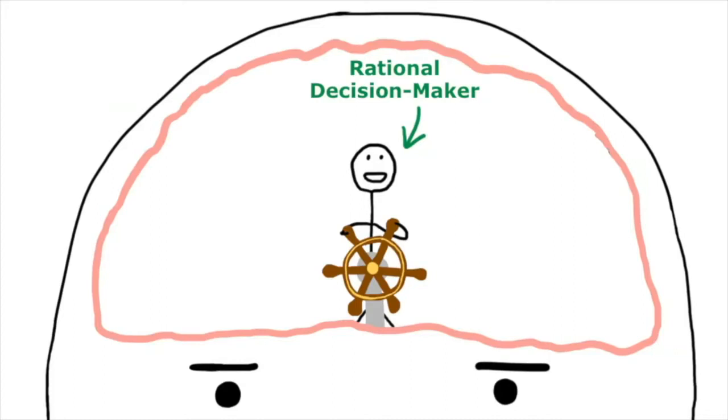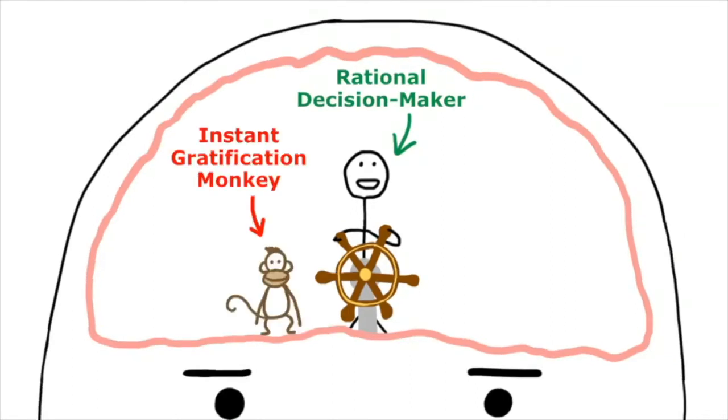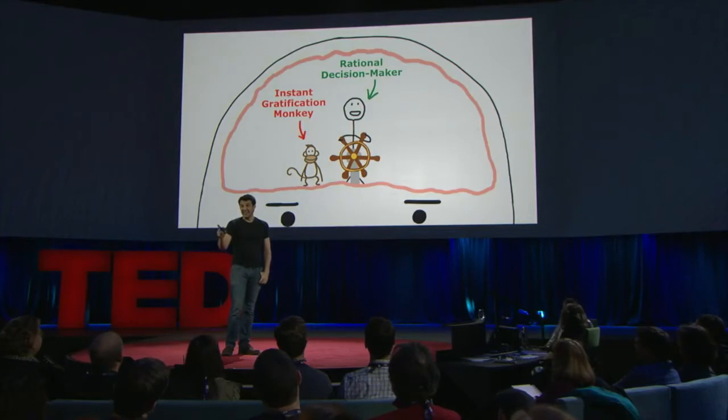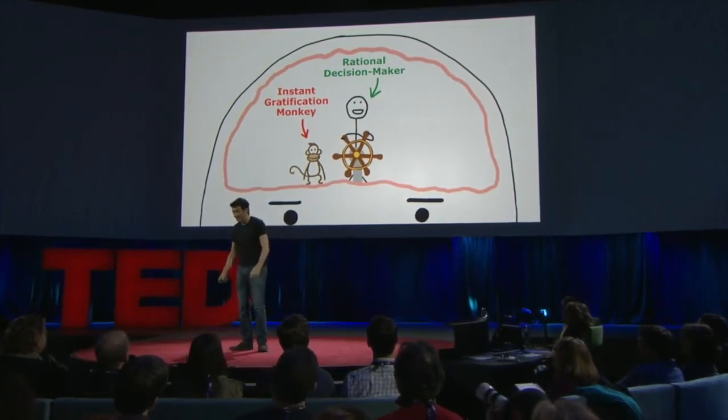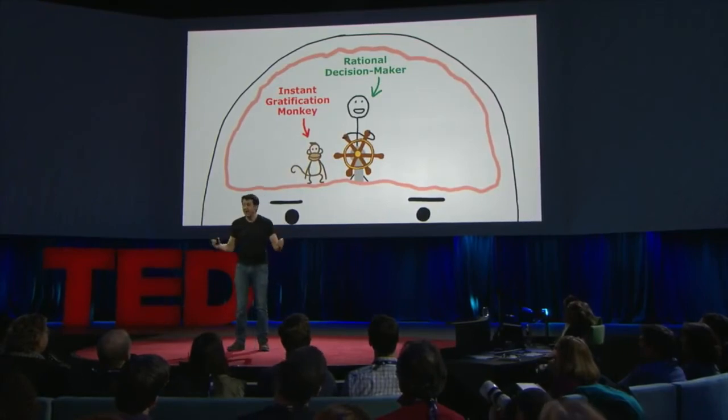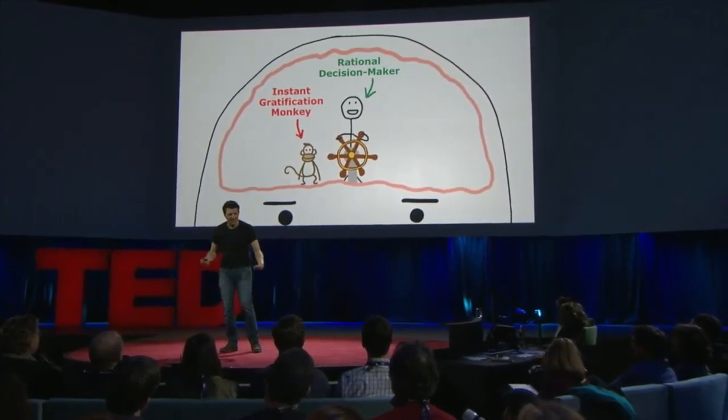Now, here's my brain. There is a difference. Both brains have a rational decision maker in them, but the procrastinator's brain also has an instant gratification monkey. Now, what does this mean for the procrastinator? Well, it means everything's fine until this happens.